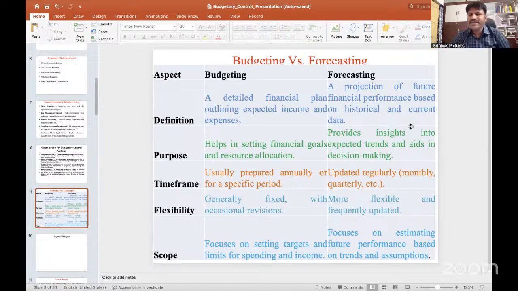And what is the purpose of budget and what is the purpose of forecasting? The purpose of budgeting is that it helps in setting financial goals and resource allocation. But forecasting provides insight into expected trends and aids in decision making. On time frame, usually a budget is prepared for a specified period, but forecasting is updated regularly, monthly or quarterly. Flexibility: generally a budget is fixed with occasional revisions, while forecasting is more flexible. Scope: a budget focuses on setting targets, and forecasting is focused on the estimation of future problems only.